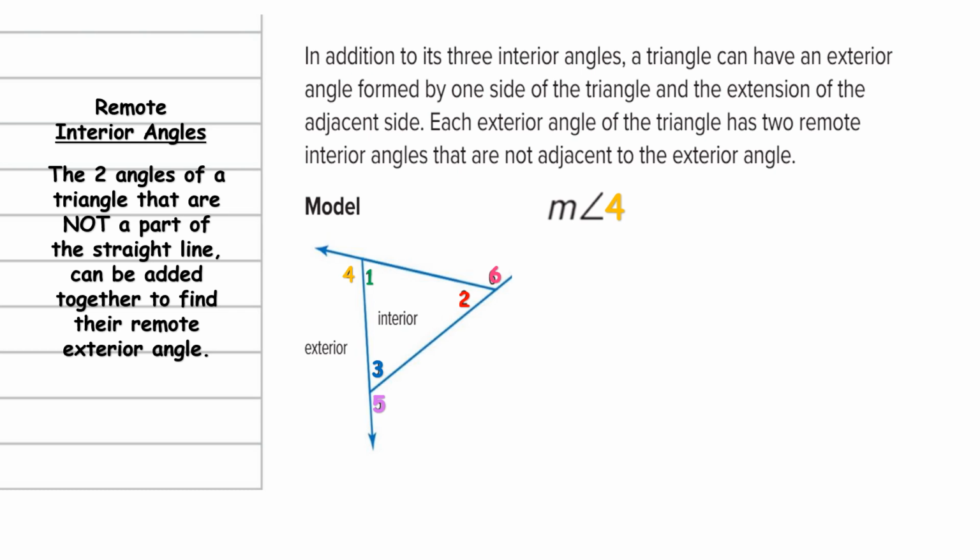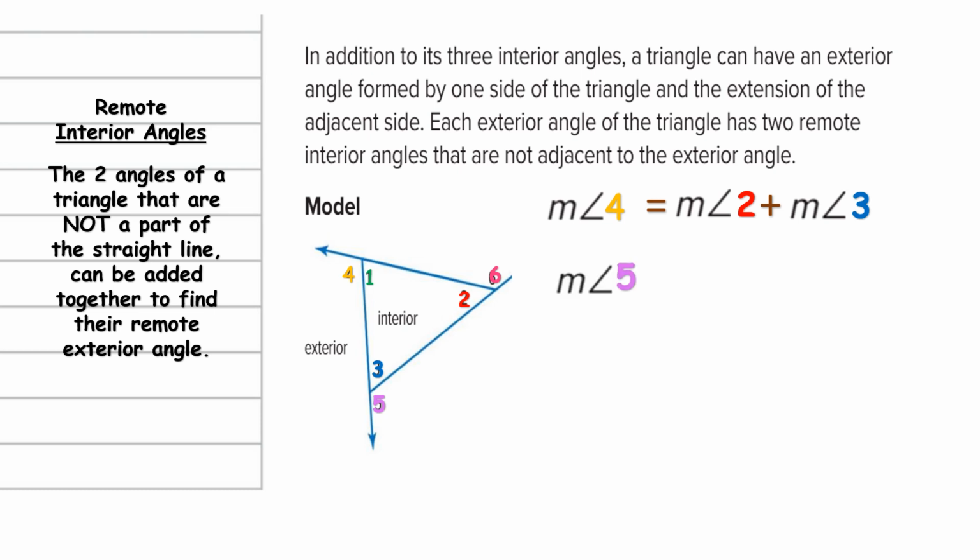So what we're saying is that for the measurement of angle 4, I look at its remote interior angles, not connected to it, and they're interior, so they're on the inside. So the measurement of angle 4 is going to be equal to adding the measurement of angle 2 and the measurement of angle 3, right? Because they are not connected to angle 4, they are remote interior angles.